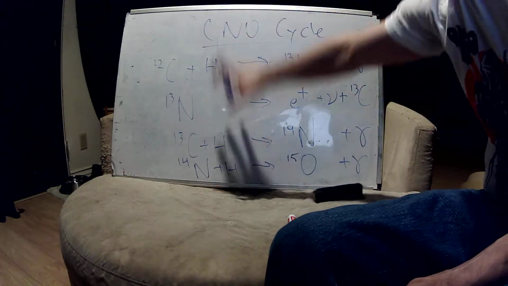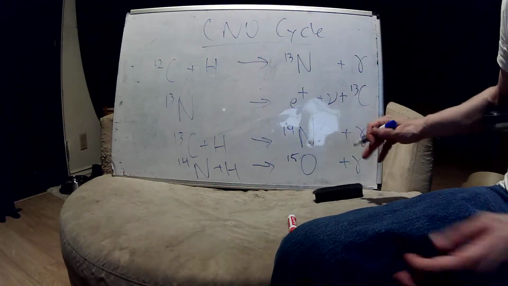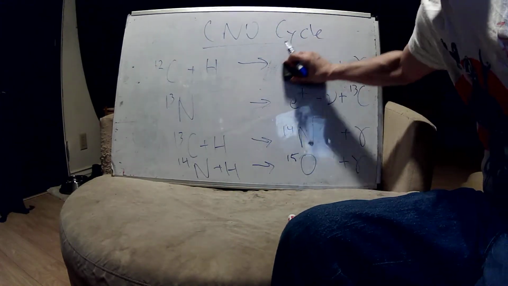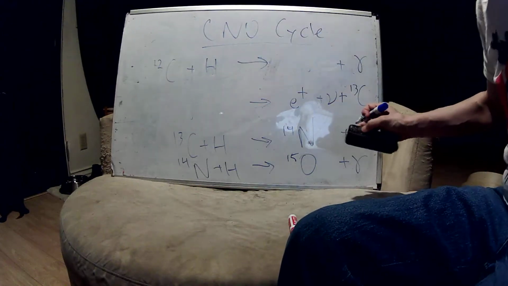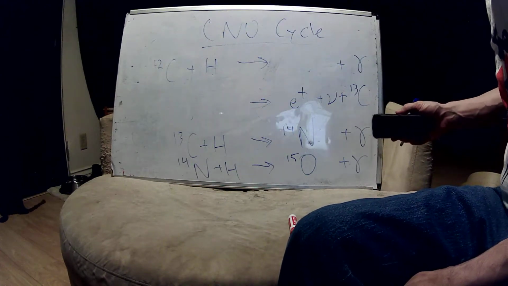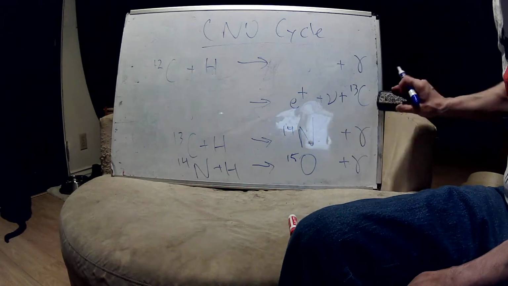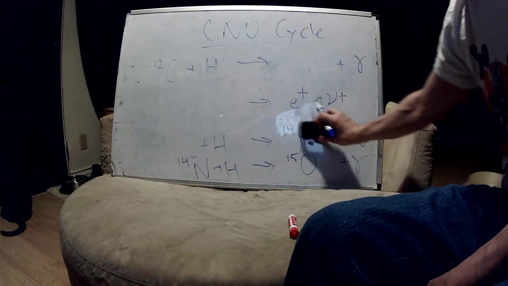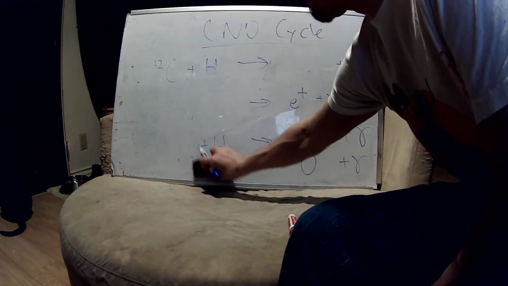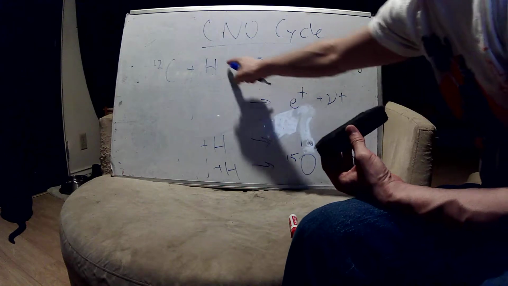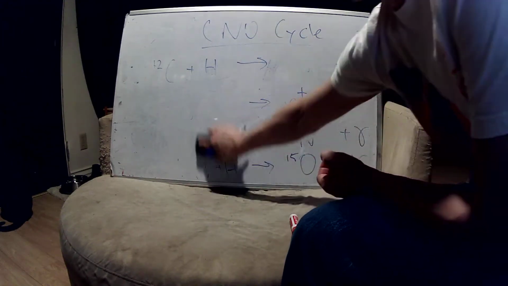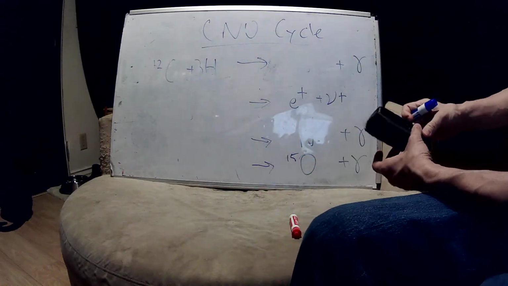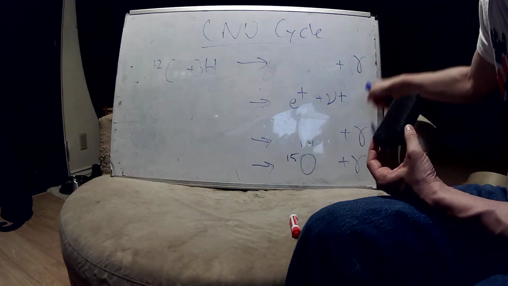And because I'm running out of room here, we're going to do a little bit of cleanup. Okay? We've got nitrogen-13 on both sides, so we're just going to erase those. We've got a carbon-13 on both sides. We're going to erase those. We've got a nitrogen-14 on both sides. We're going to get rid of those. And we've got 1, 2, 3 hydrogens so far. So I'm just going to move that up there. So we've got now 3 hydrogens. Okay. We've got 1, 2, 3 gamma rays.